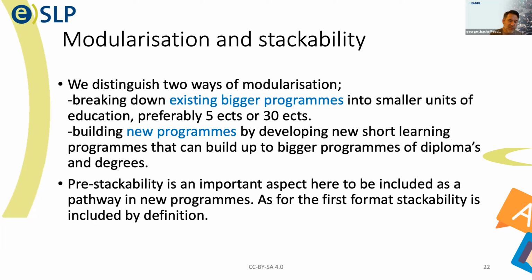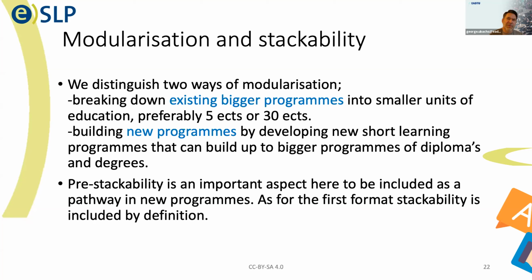But it's an added value, so very important, and stackability is an important aspect here to be included as a pathway. So think about stacking a new program to another program for the student to build to a specialization or diploma. As for the first format, breaking down bigger programs, the stackability is more or less included in the definition.